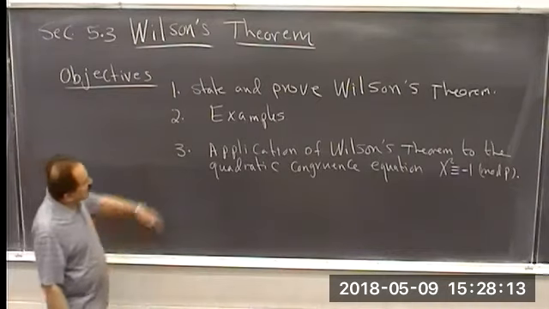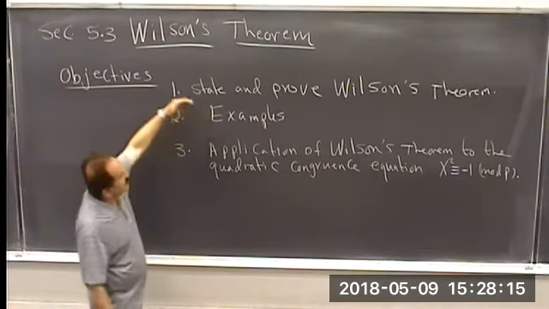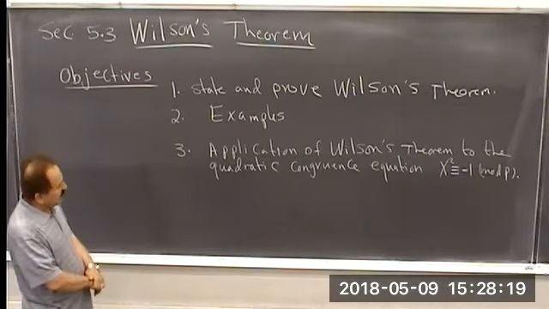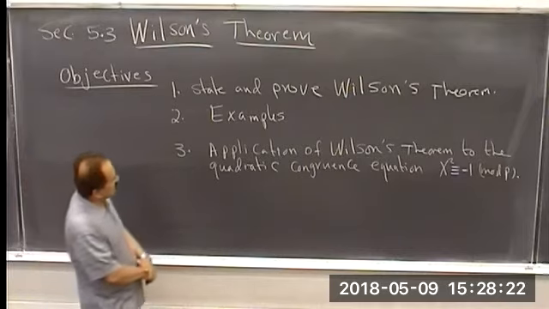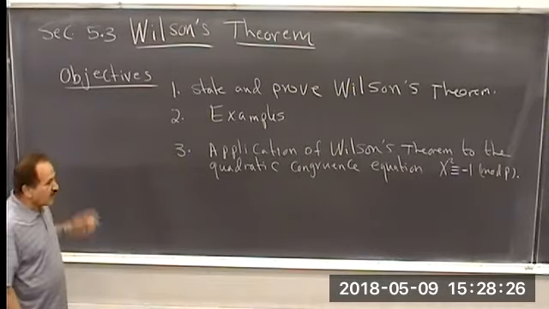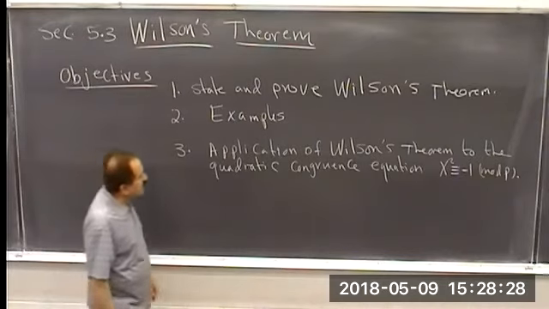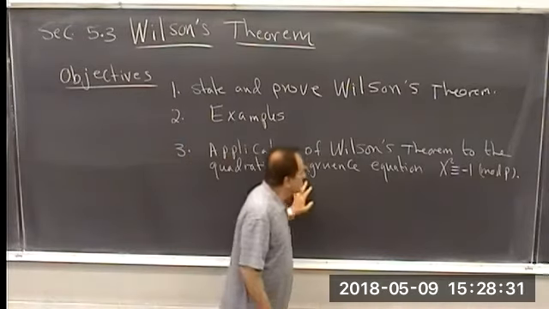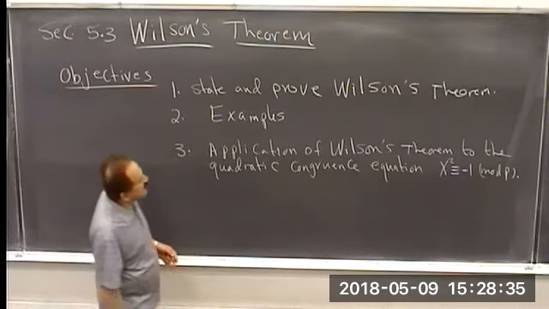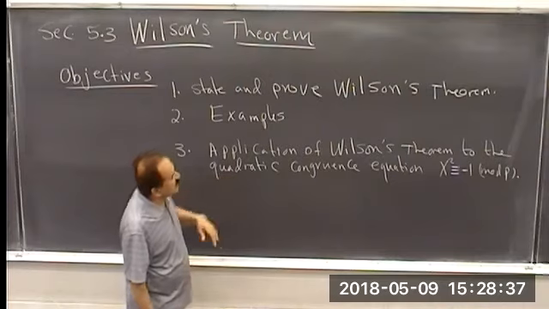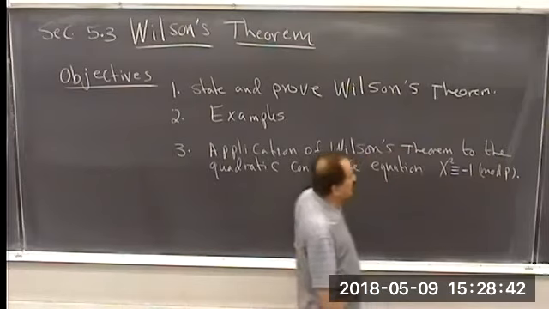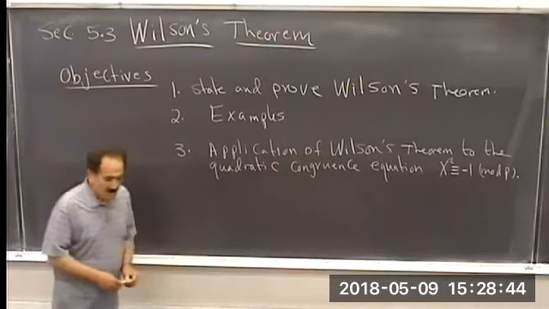Then we're going to look at examples. In fact, I want to first illustrate the proof of Wilson's theorem through an example, and then give some other examples later on. Then we're going to look at an application of Wilson's theorem to provide a necessary and sufficient condition for the solvability of this special quadratic congruence equation x squared is congruent to -1 mod p, where p is a prime.